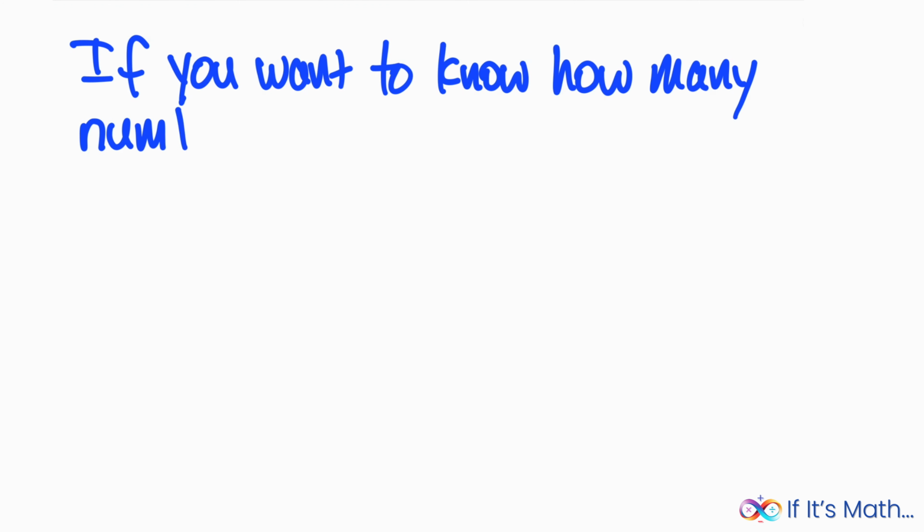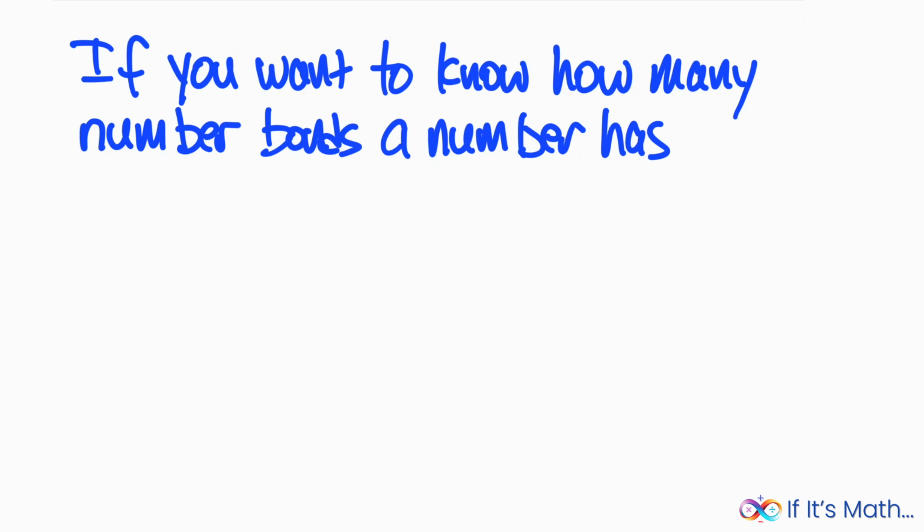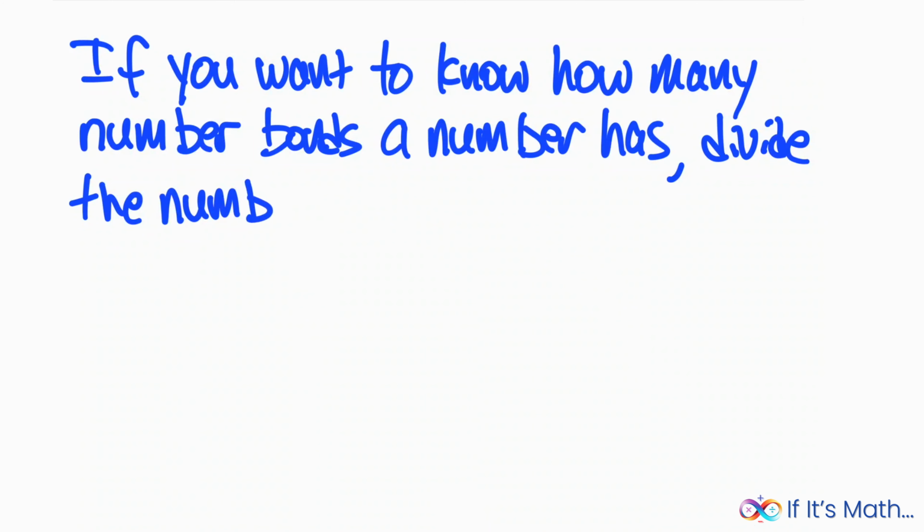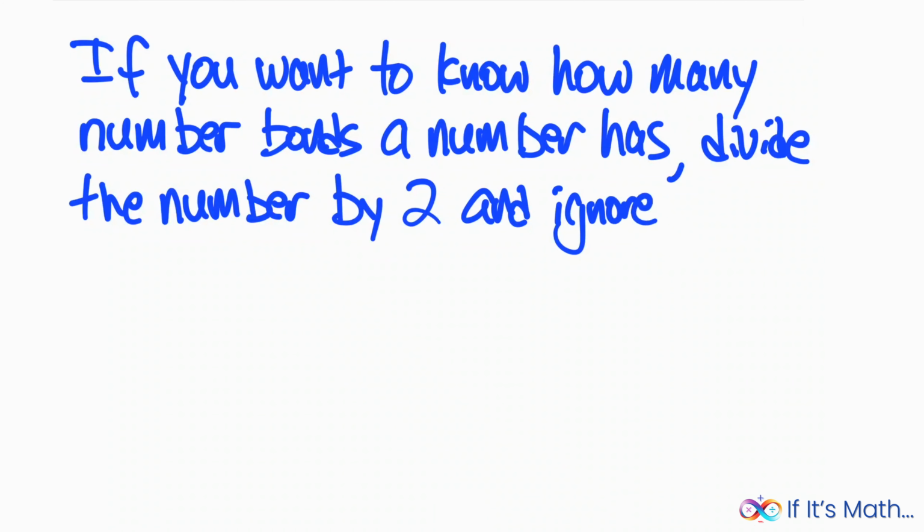There's actually an easy shortcut to know how many number bonds there are. If you want to know how many number bonds a specific number has, all you have to do is divide that number by 2 and then ignore any decimal or remainder. So that's all it is. To find all the number bonds for a specific number, divide it by 2, ignore the remainder, and that's what you have.